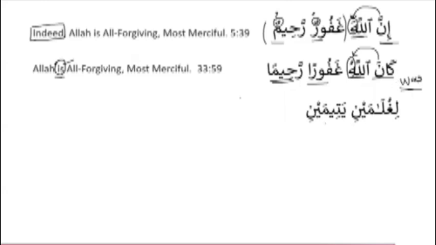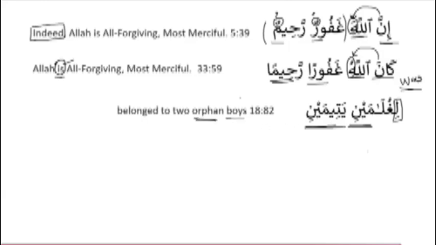Okay. لِغُلَامَيْنِ يَتِيمَيْنِ. Mansoob or majroor? Ahsant. Yes. We have majroor, why? Because there is an amil over here, and the amil is harf jar. This is the amil. It was ghulamani yatimani, it was ani, but the amil came and said, no, I will change it into something else, and it changed it into ghulamaini yatimaini. Belonged to two orphan boys, ghulamaini, boys, and yatimaini, orphan.